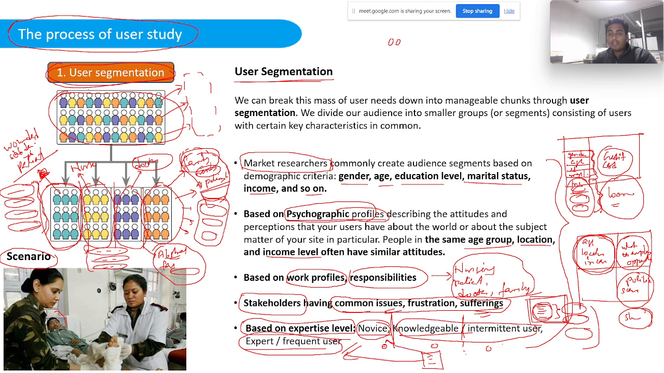Probably you may see that novice users are finding this particular application very easy, but for the expert users it is very time-consuming. I mean, they are not happy with the efficiency. There is no way the expert user can skip certain steps. So to study such usability issues, or to do such evaluation, you break down your stakeholders or users based on their expertise level. Okay, so that is the first step in your user study. Any question?